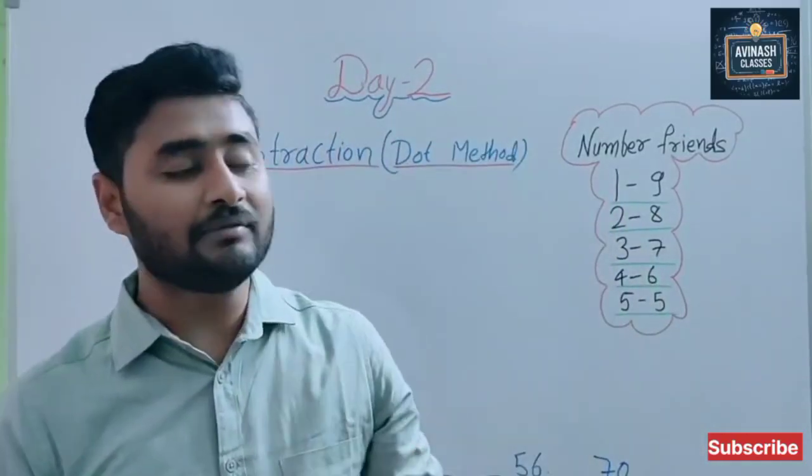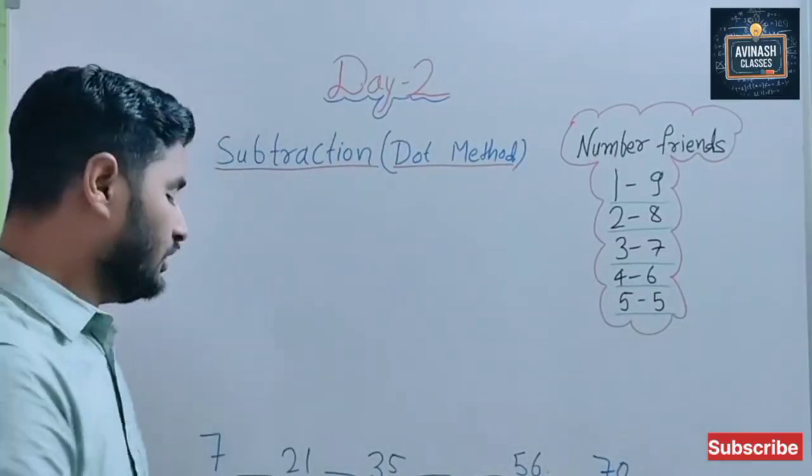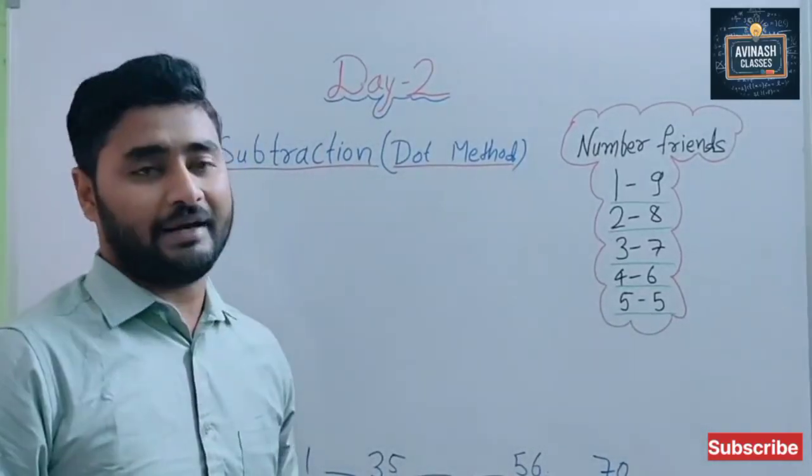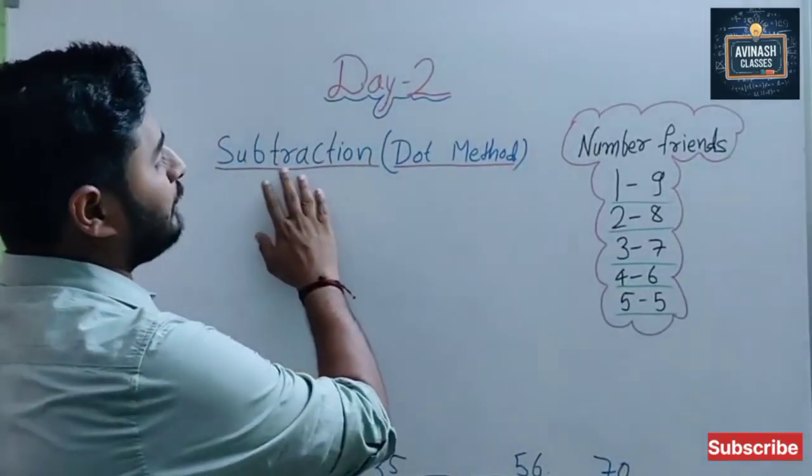So what is today's table? Today's table is the 7 table. You have to complete this one and practice. And now, what is today's topic? Today we are going to learn subtraction.